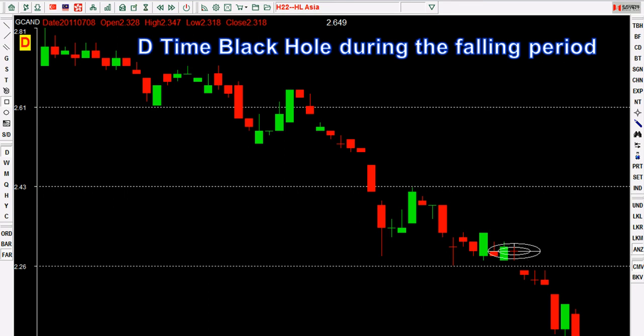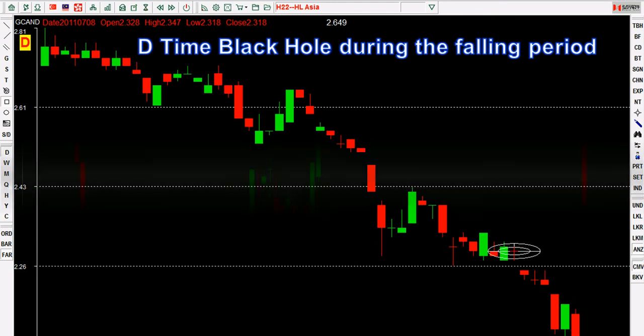But whether to sell or not, you should check the candlestick. If you see the candlestick fall below the time black hole, you should know the price will go down. Then you should sell first. Okay, so can you understand this method? It's very important. Okay, so let's see the next one.